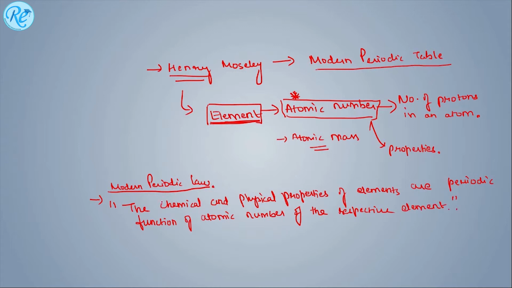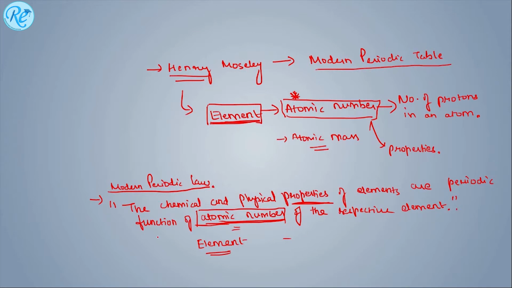So the modern periodic law states that the chemical and physical properties of elements are a periodic function of the atomic number of the respective element. I'm sure you know the meaning already because this is very similar to the periodic law that Mendeleev gave. The only difference is this quantity, that is, it is atomic number in place of atomic mass. So this means that when we arrange elements in increasing order of their atomic number, the properties, both chemical and physical, will repeat after a certain interval.